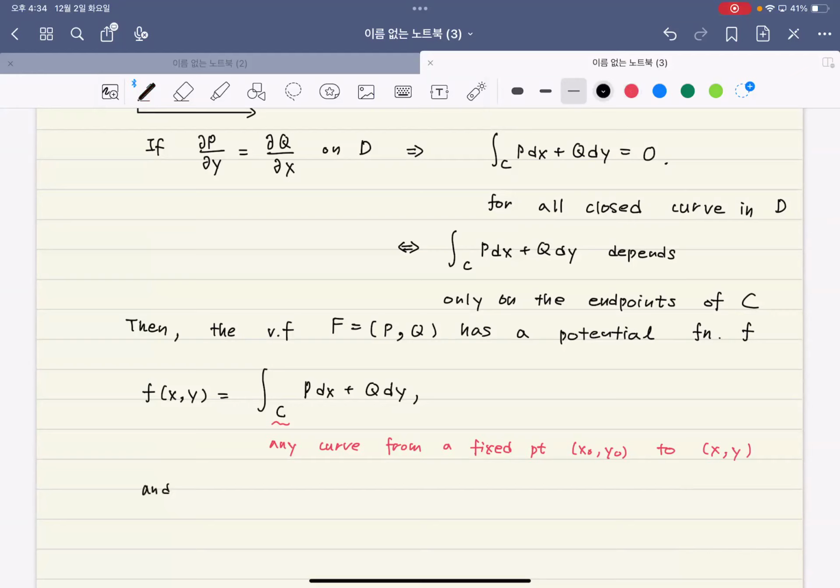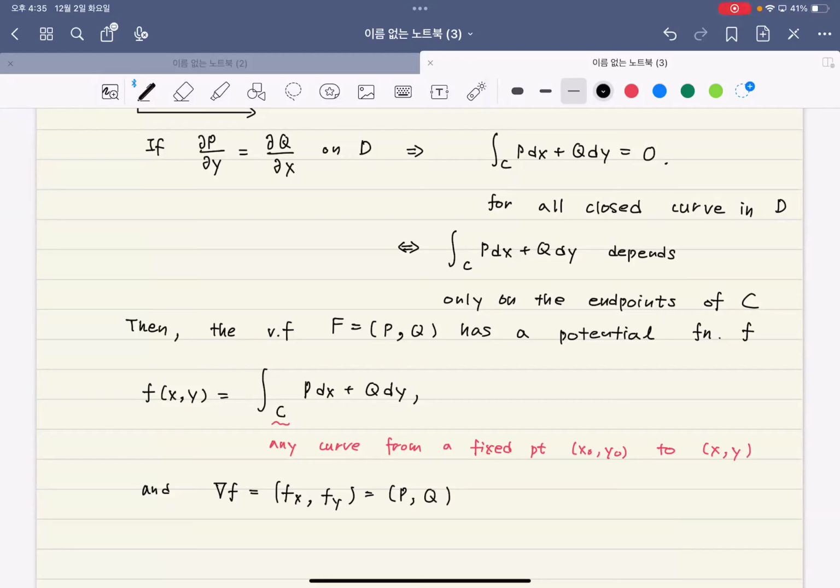And the gradient of f, which is fx and fy, is p and q. So this is our theory. This is considered to be one of the most important theories from the line integral, right? Well, I only just say a few remarks on this integral.